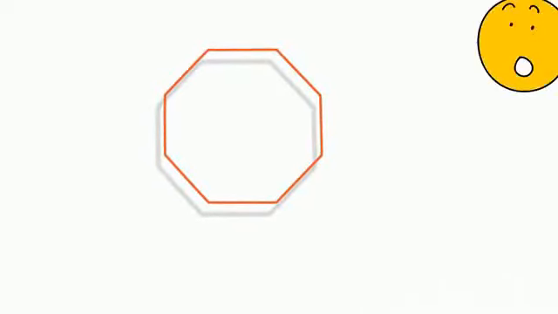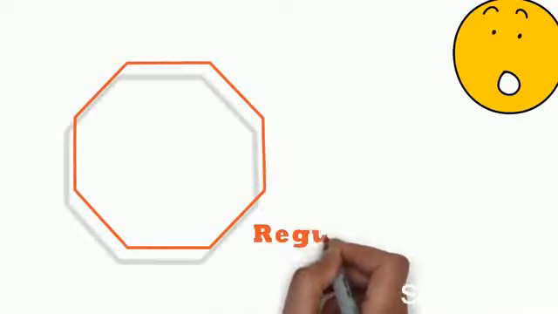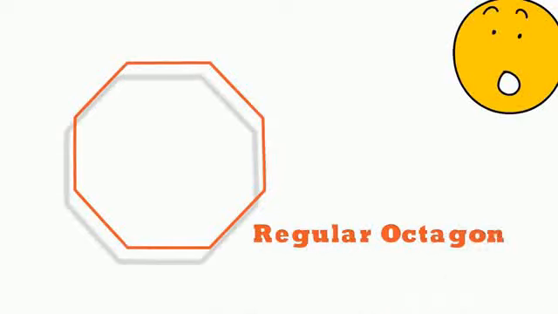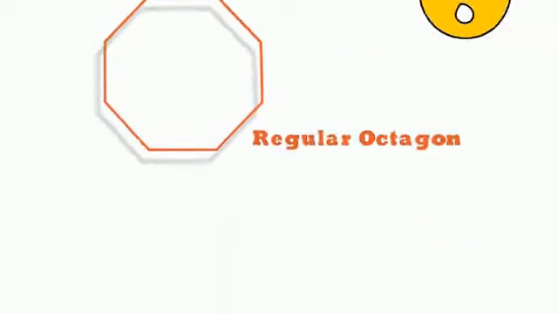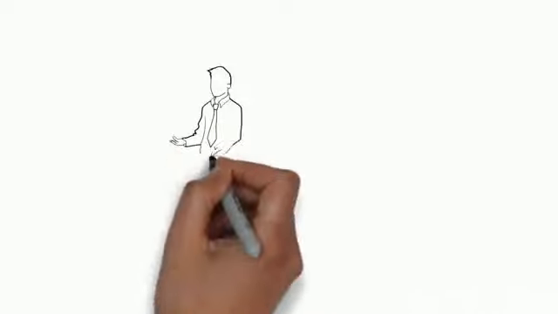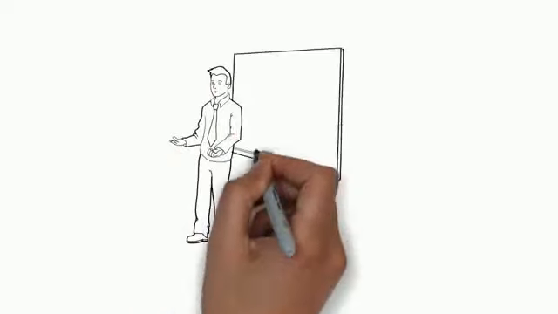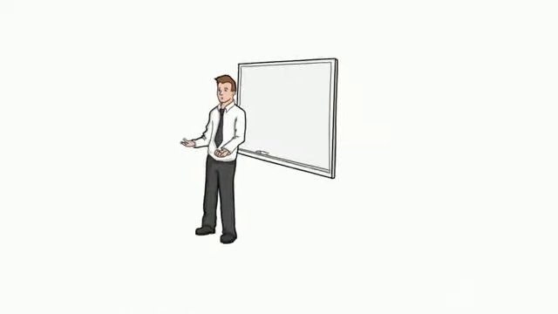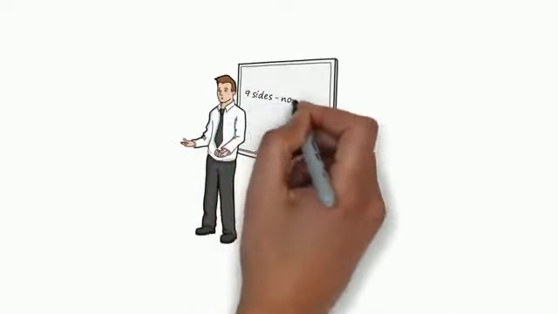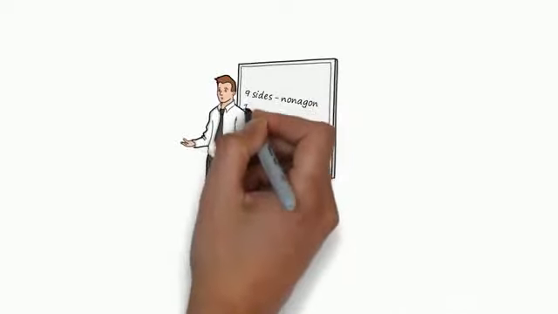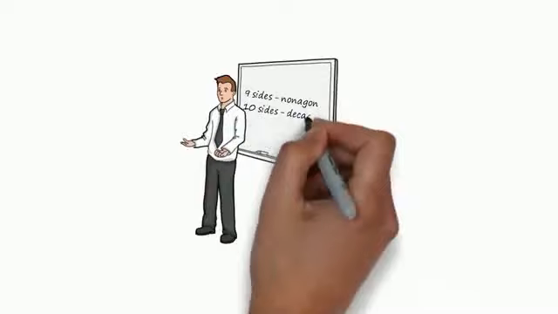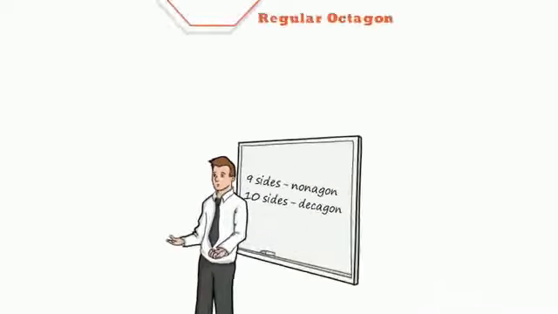And the one on the screen, it has 8 sides. If you count 1, 2, 3, 4, 5, 6, 7, 8, it's 8, and we call it a regular octagon, right? I'm not going to draw the one with 9 sides or 10 sides. I'm just going to name it because of limited time and space. We cannot continue drawing all these shapes. If it has 9 sides, we call it a nonagon, and the one with 10 sides, a decagon.